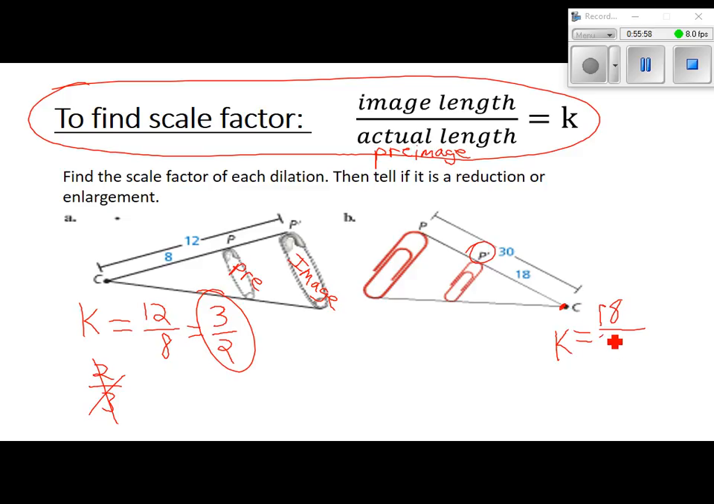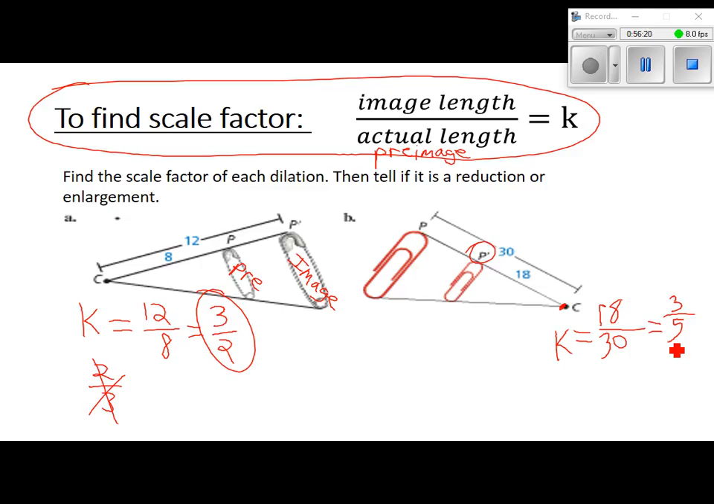So if we do it this way, let's see. We do 18 over 30, reduce that down. What will go into both 18 and 30? 6. 6 will go into 18 three times, 6 will go into 30 five times. 3 over 5. Is that shape getting bigger or smaller? Smaller. Is that a reduction or an enlargement? It's a reduction, right?